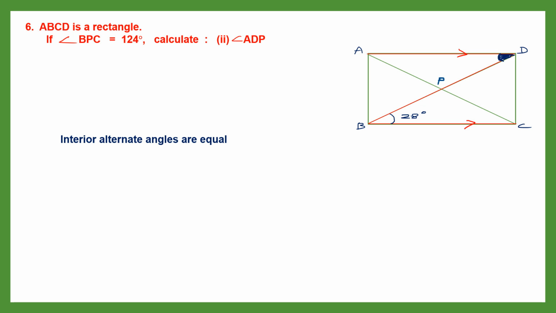So we can write this as angle ADP, which we have to find out, is equal to angle DBC. That is equal to 28 degrees. So we have found the value of angle ADP, which we have been asked to find out, and that is 28 degrees, and we made use of this property that interior alternate angles are equal.